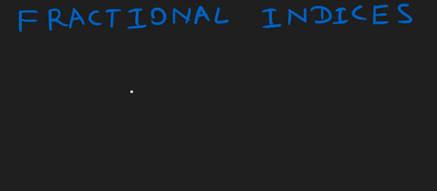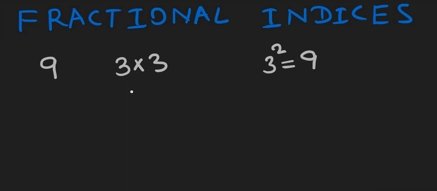Now let's consider fractional indices. Now if a is a positive number, then the square root of a is the number which multiplied by itself gives a. Consider number 9. Now, 3 multiplied by itself is 9. Therefore, we can write this as 3 to the power 2 equals 9, or 3 equals square root of 9.